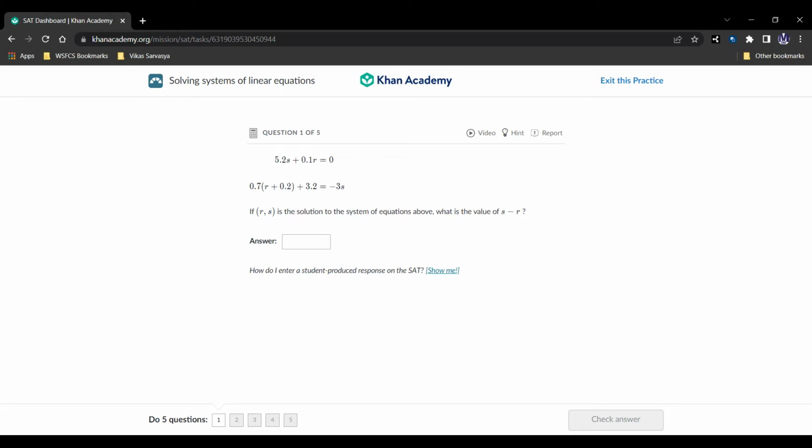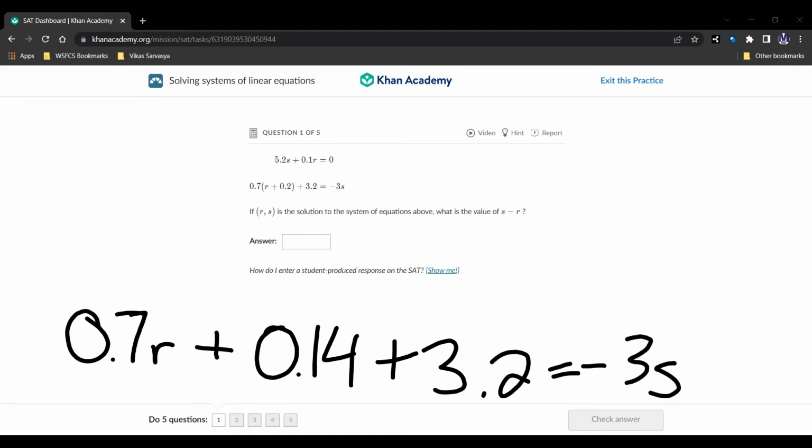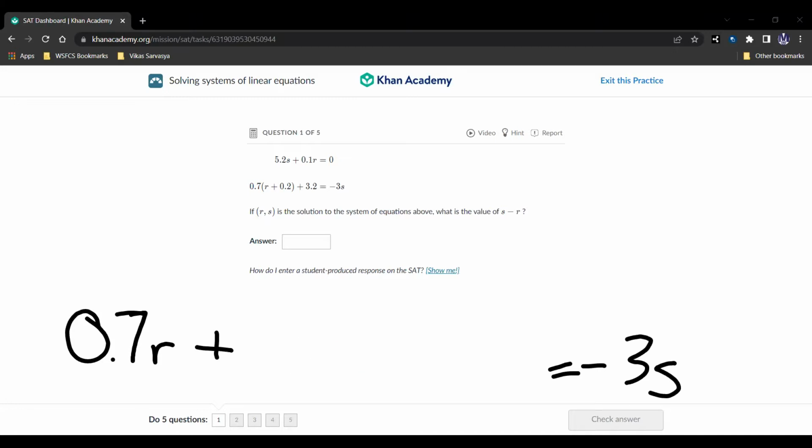So we can expand out the second equation to make 0.7r plus 0.14 plus 3.2 equals negative 3s. And then we can combine these two to make 3.34. And then we can look at the first equation and we can multiply that whole thing by negative 7.